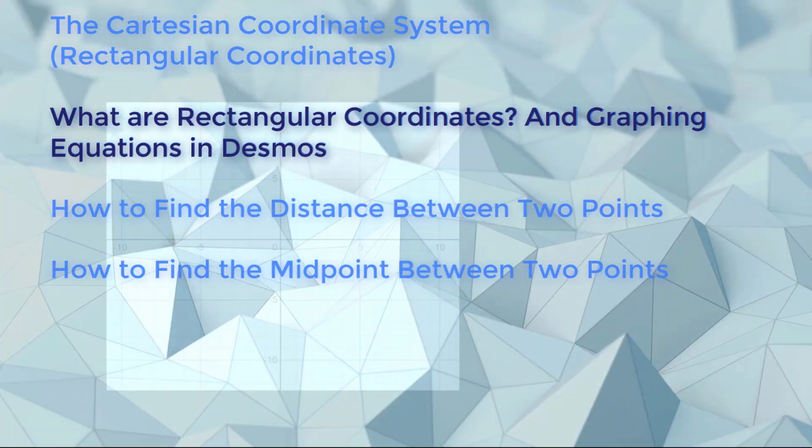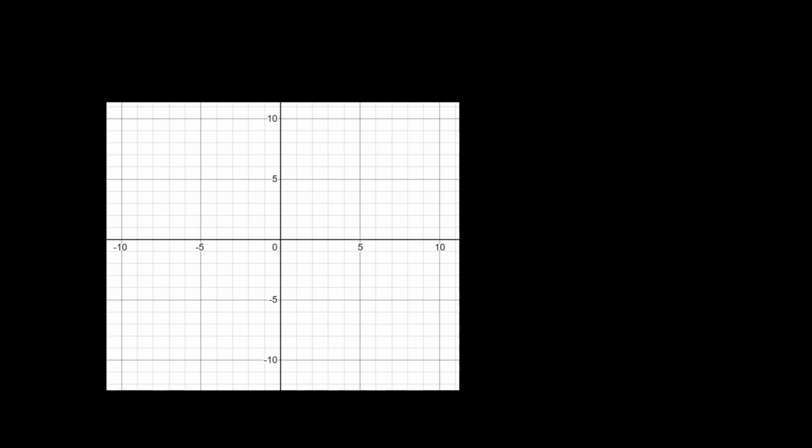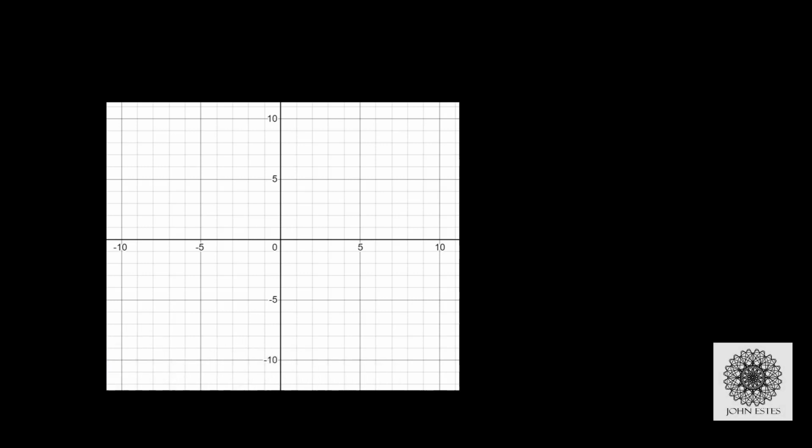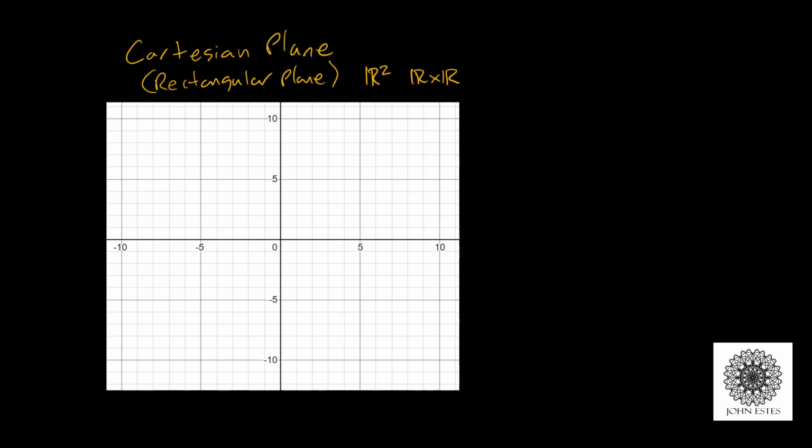To discuss the concept of rectangular coordinates, this discussion starts with this figure here, this grid. This grid is a brilliant discovery by a man named René Descartes, and for that reason it's called the Cartesian plane. Sometimes it's also called the rectangular plane. Sometimes it's referred to as R2, a double stroke R, meaning all real numbers in both directions, or also R cross R. But all these terms are referring to the same thing, the Cartesian plane.